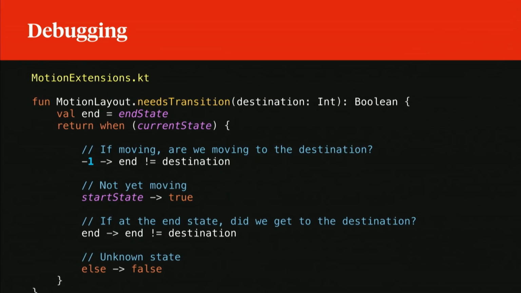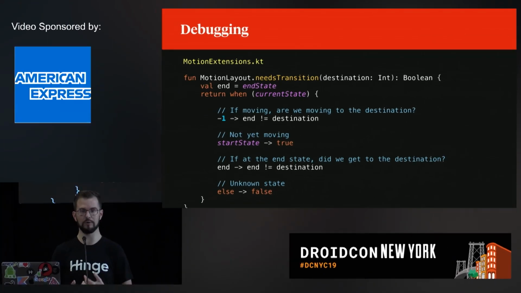Another thing that you can use is build some extension functions, and I'll have these up on a GitHub repo later. This one, needs transition, is really great for when you're like, do I actually need to run this transition or like attempt this? And basically it just says, if you're moving, are we moving to the destination? If we're not moving, we definitely need a transition. If we're at the end state, did we get to the destination that we're talking about, or did we get to some other destination? And then this last one, unknown state, in my real code, I actually have this throwing an exception, and I haven't seen it get fired yet, so if anyone ever does, please tweet at me and maybe file a bug on the issue tracker, because that's weird.